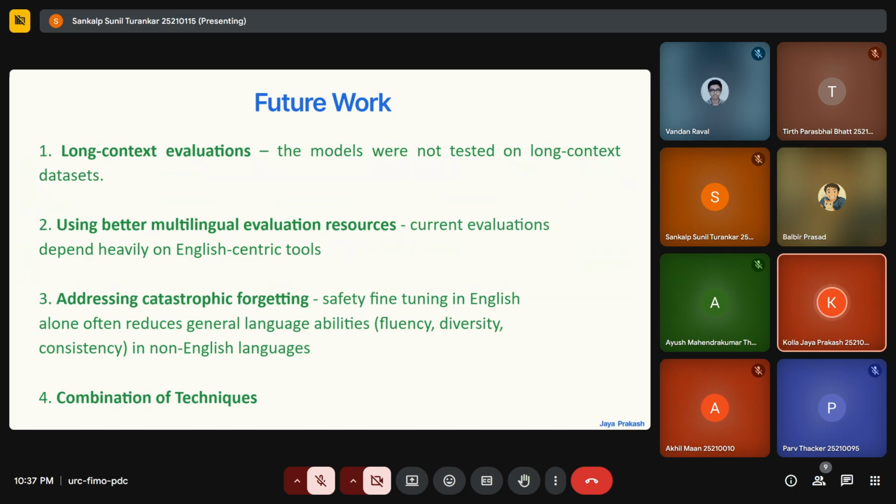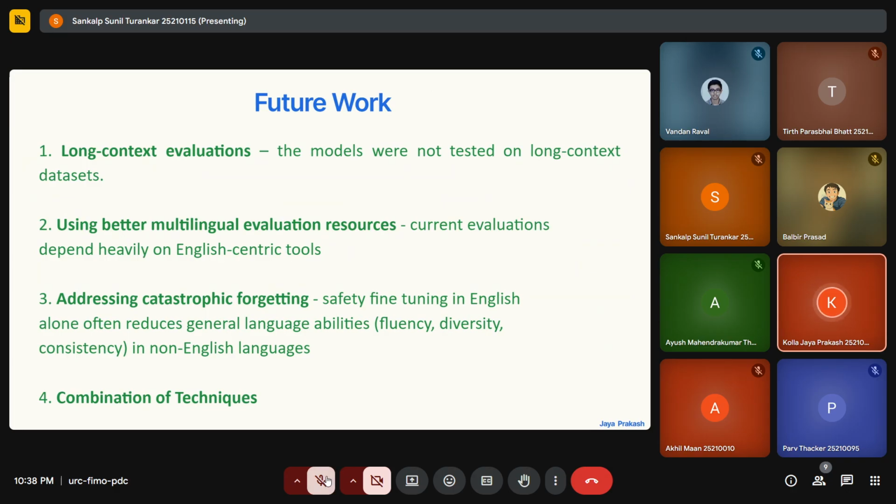Coming to the future work, these are the future work suggested by the authors. First one is long context evaluation. The models were not tested on long context datasets because of limited available datasets and GPUs. Second one is using better multilingual evaluation resources. Current evaluations depend heavily on English-centric tools like Perspective API, which may not generalize well to other languages.